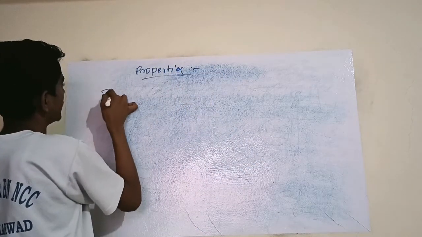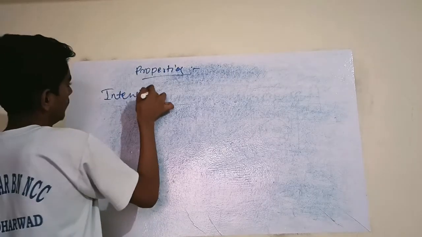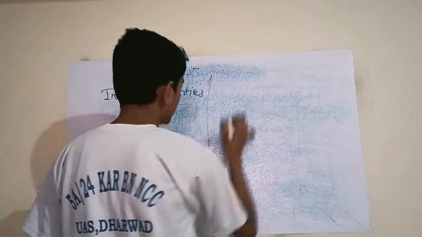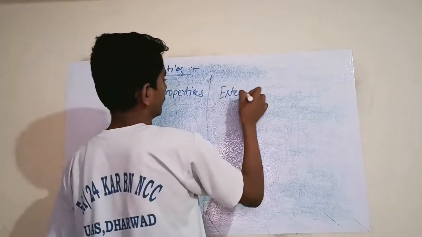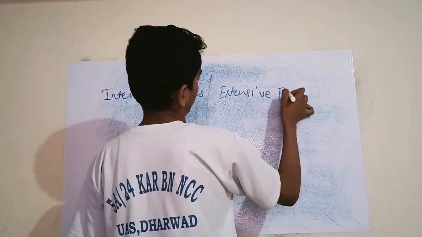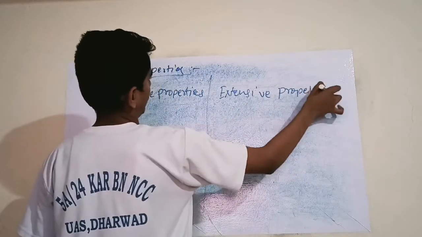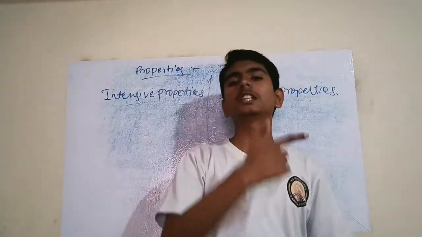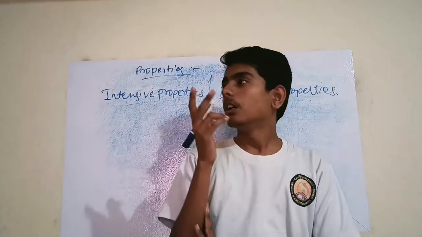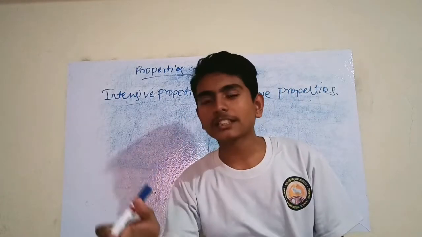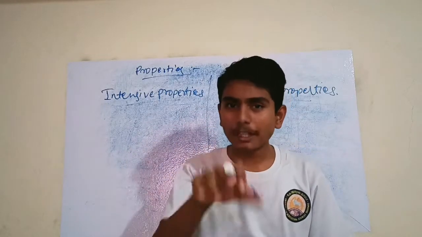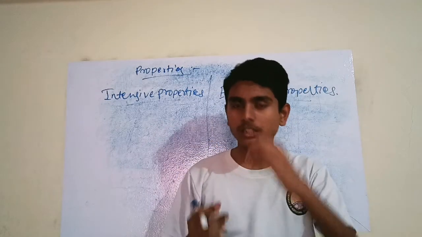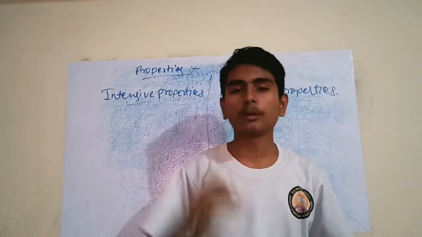are of two types. One is intensive properties, another is extensive properties. Okay, what are intensive properties and extensive properties? The properties are classified into two types. One type is extensive. Extensive means those properties which depend on the amount of substance taken in the system. That is, if you change the amount of matter present in the system, those properties will change.